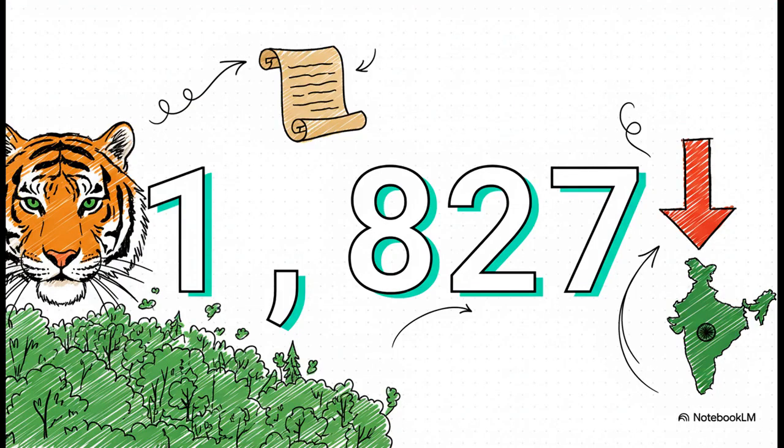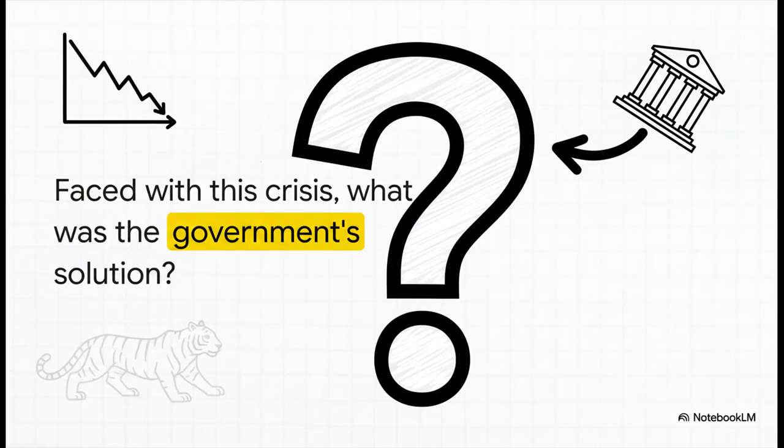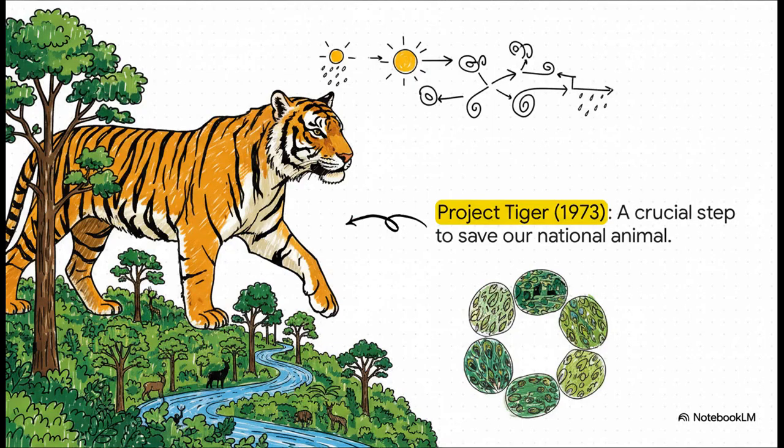Now look at these numbers. Just look at them. At the start of the century, there were about 55,000 tigers in India. By 1973, that number had fallen to just 1,827. This was a huge shock, a real wake-up call that something had to be done and done fast. So how did the government respond to this crisis? What was the solution? The solution was Project Tiger, launched in 1973.